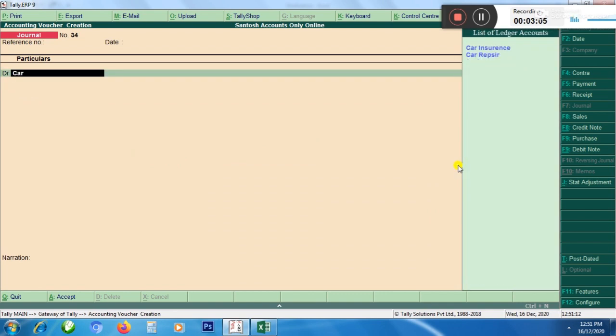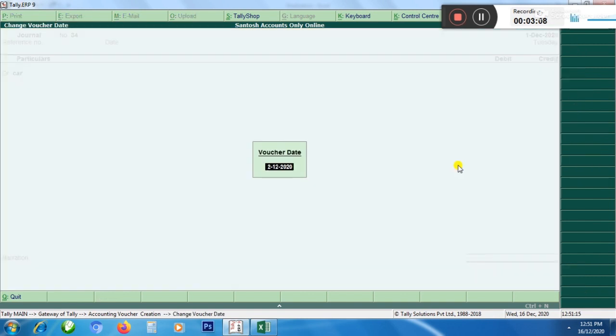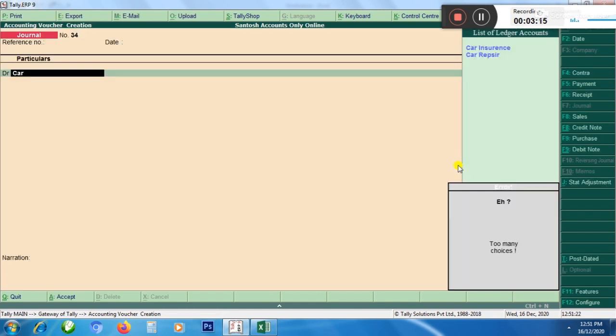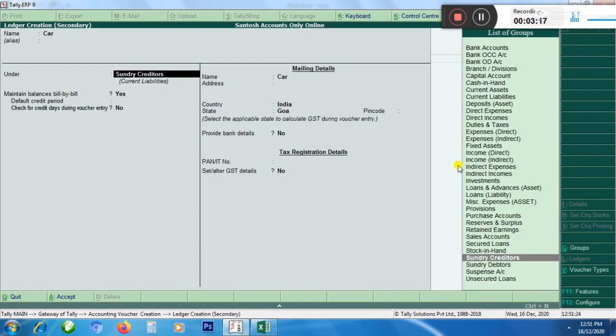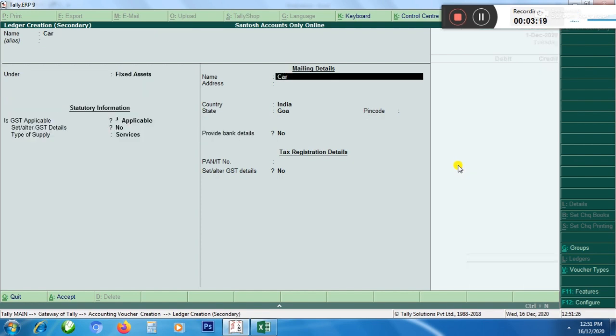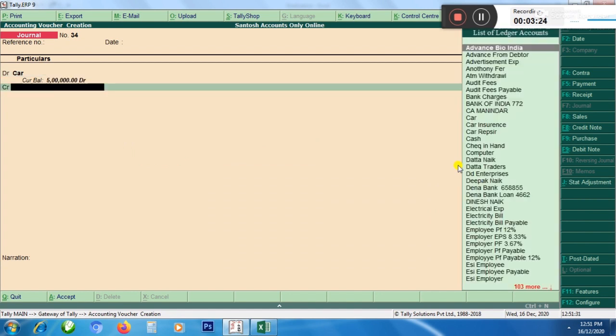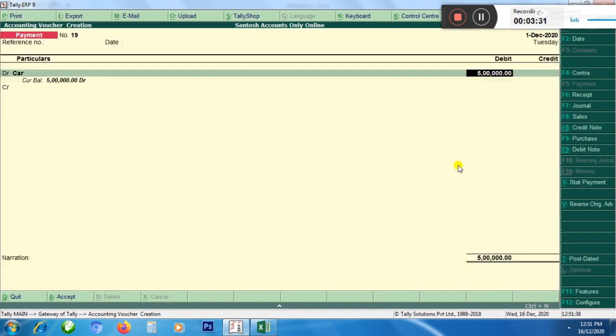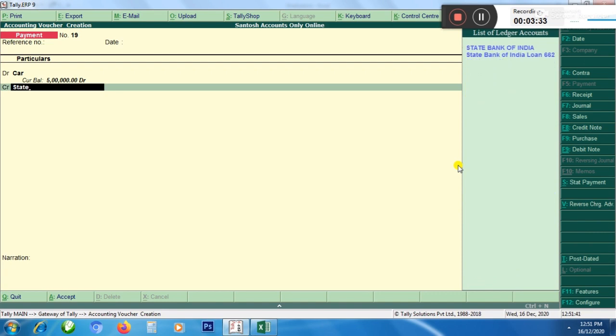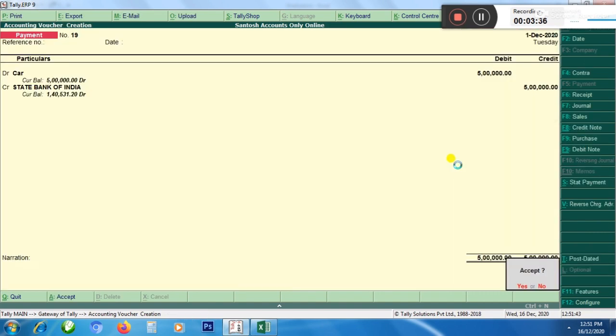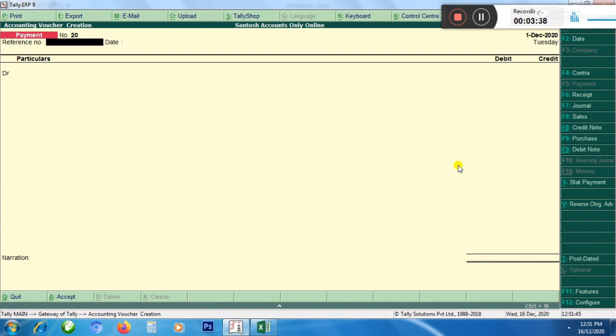Similarly, I purchase one car on 1st of December. Car account debit. It's not there, so create it under fixed assets, worth 5 lakh. And credit what? I'll pass the payment directly because there is no party here. Car account debit, credit State Bank of India. So these are the assets we have purchased.